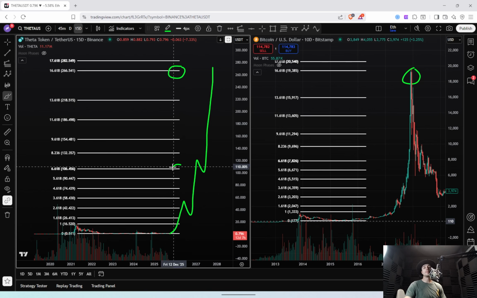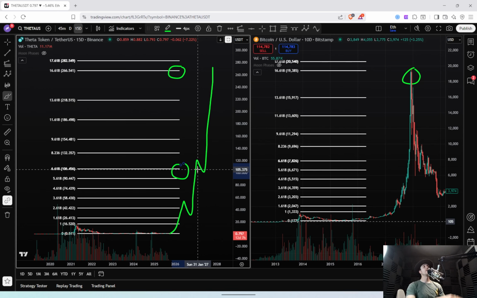Now, let's just say Theta only does half of what Bitcoin did. Let's say Theta stops at the 6,618 instead of the 16,618. Then that's still $100 per Theta. And right now it's worth only 79 cents. So if we get to $100, you're talking about 100x in value from current price, which is astronomical percentage gains.